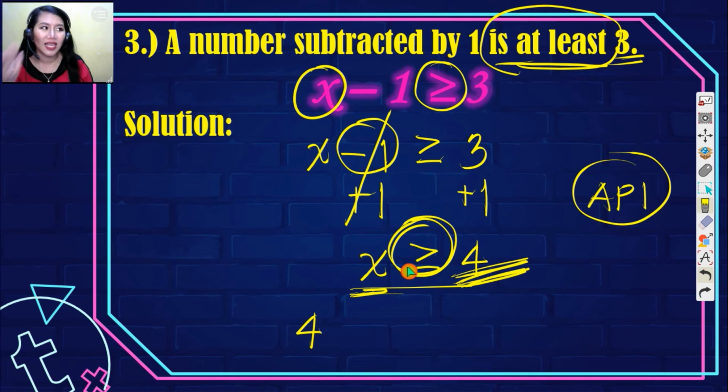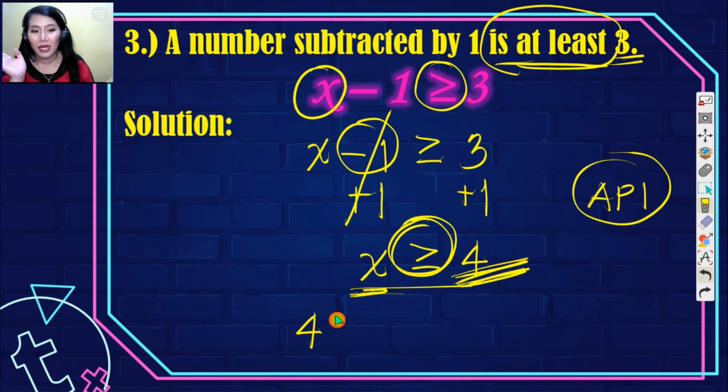Okay, hindi siya katulad kanina na kung mataas kay 4 lang ang hinihingi, ibig sabihin, hindi mo pwede isama si 4 kasi mataas nga kay 4 ang hinihingi. Ibig sabihin, 5, 6, 7, 8, so on and so forth yun. Pero kung ang hinihingi ay pinakamababa na si 4, ibig sabihin, kasama si 4.